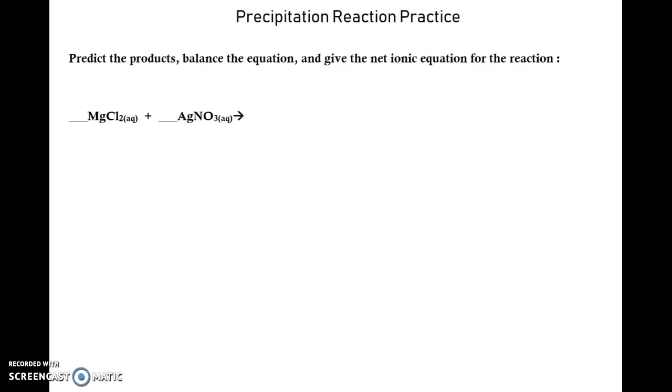So let's do a precipitation reaction problem. We're going to predict the products, balance the equation, and give the net ionic equation for the reaction. If this were a test, a quiz, or some type of assessment, we'd first want to know what kind of problem it is and what knowledge that we have gained we need to apply. Well, this tells us that it's a precipitation reaction. So that's fairly obvious in that case.